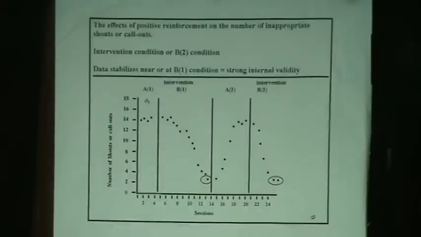So that's why it's called an A-B withdrawal design. And we reinstitute the intervention, positive reinforcement. The data moves in a therapeutic direction and it stabilizes in level and trend at about the level that it was in the first intervention. Now we have a very, very strong case for internal validity. A very strong case.